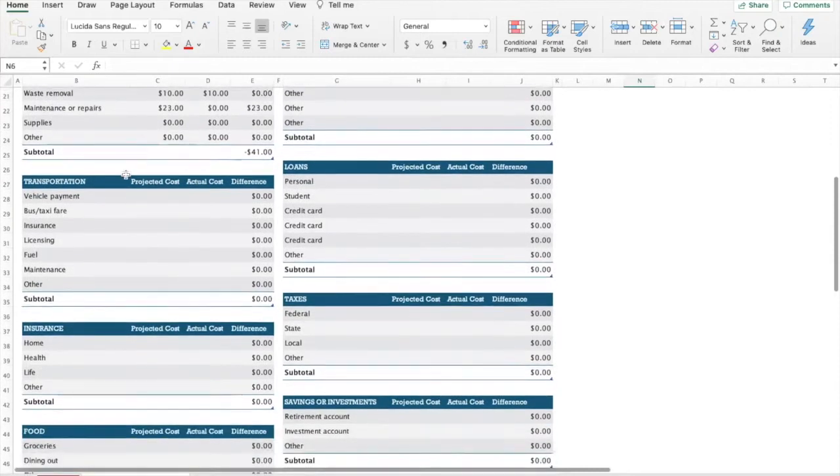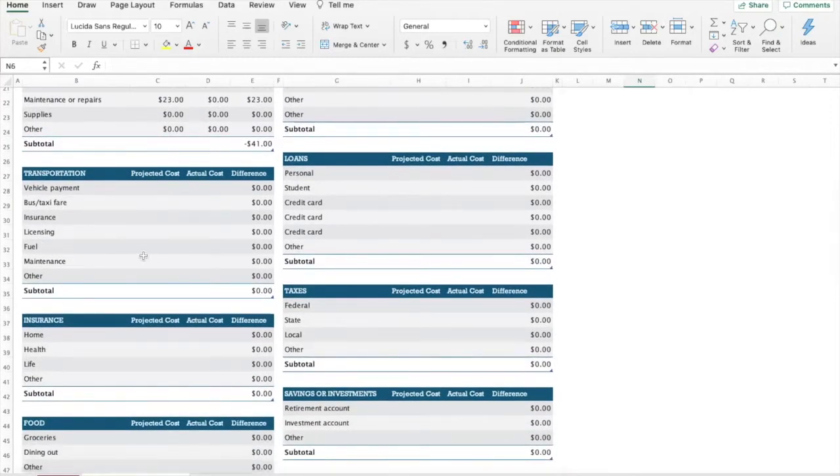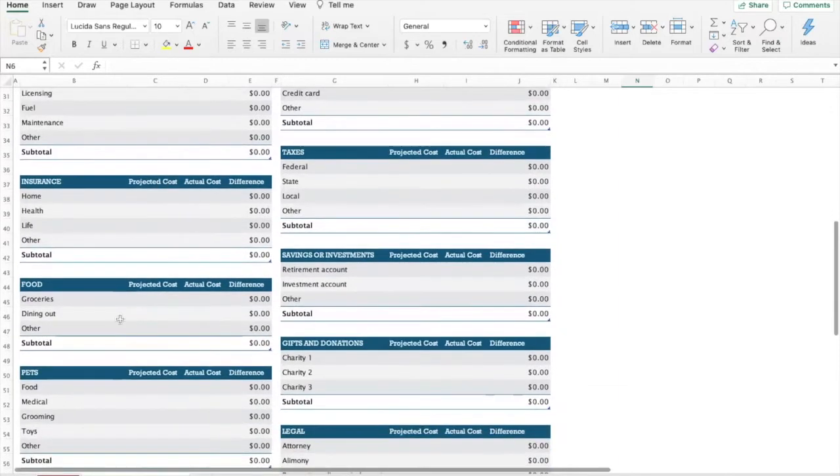And as we scroll down, you'll see your transportation expenses, anything that has to do with your vehicle or with public transportation. You have your vehicle payment, you have your bus and taxi fare, you have your insurance, your fuel, maintenance. Anything that has to do with transportation, you want to put those together. You also have insurance. You have groceries, whether you're buying groceries for your house or if you're dining out.